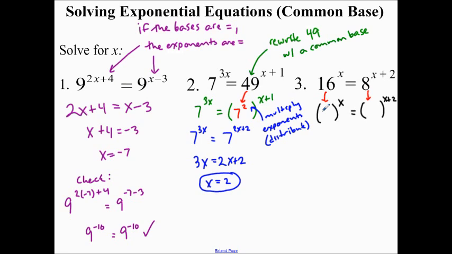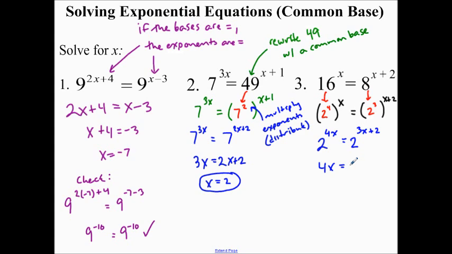Okay, so we've got 2 to the 4th power, that's the same as 16. 2 to the 3rd power, that's the same as 8. From here, not too bad, right? We know how to distribute the exponent. So 2 to the 4x, let me write that clearly, 4x equals 2 to the 3x plus 2. Exponents are equal.